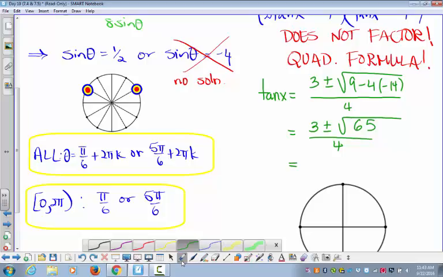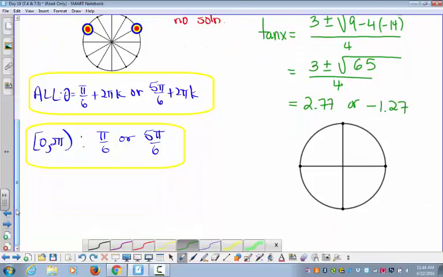All right, so minus 1.27 or 2.77. Yeah, thanks for telling me that before I do the next step. All right, 2.77, what quadrants are we in? Positive tangent.